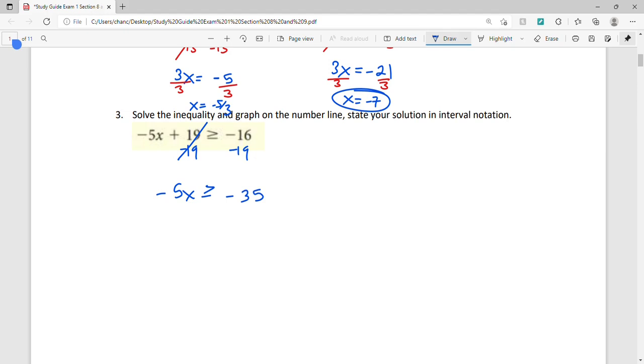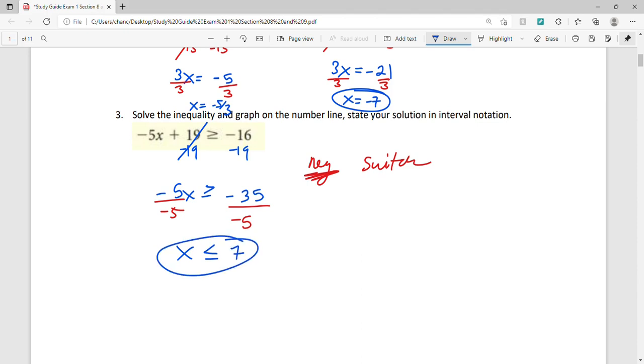Let's divide both sides by -5. But since we divided both sides by a negative, we have to switch the direction of the sign. This means we have x is now less than or equal to negative 35 divided by negative 5 is a positive 7. So don't forget to switch the direction of the sign. This is our solution in inequality form.